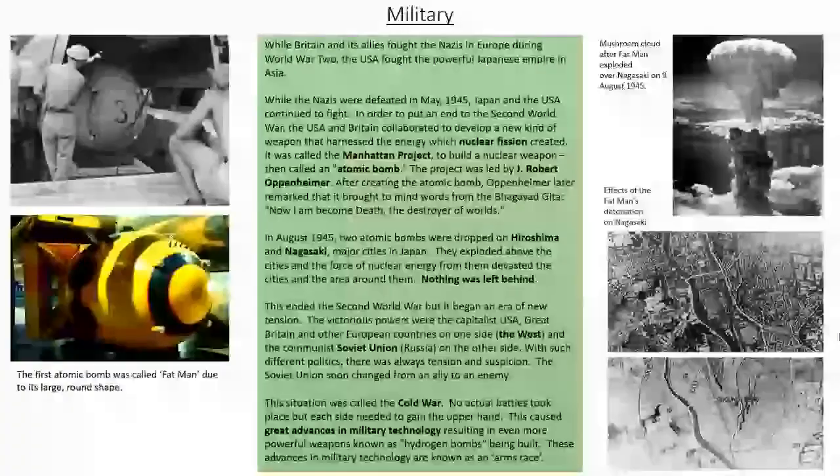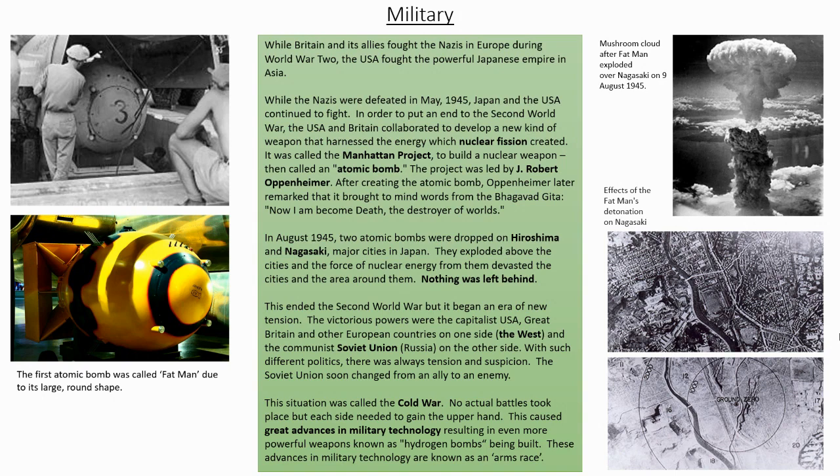The first nuclear bomb ever is on the left-hand side. It was named Fat Man because it was very large and round. This bomb and Little Boy, I think was its brother bomb, were dropped on two cities in Japan, Nagasaki and Hiroshima. And you can see the devastation that was caused in Nagasaki in the bottom right corner.